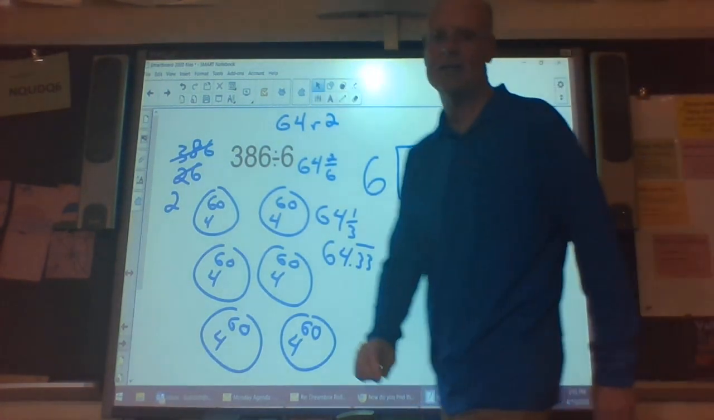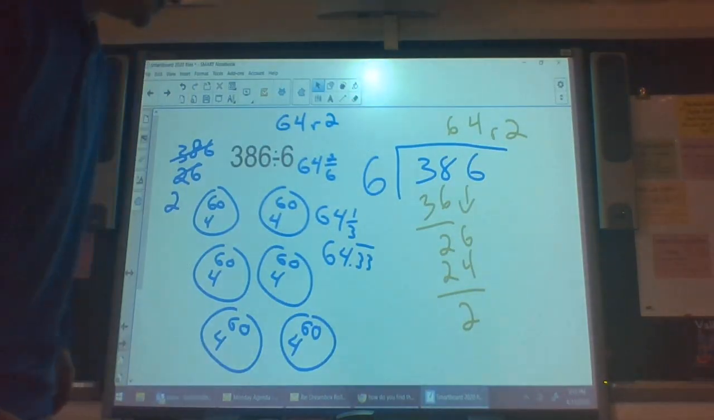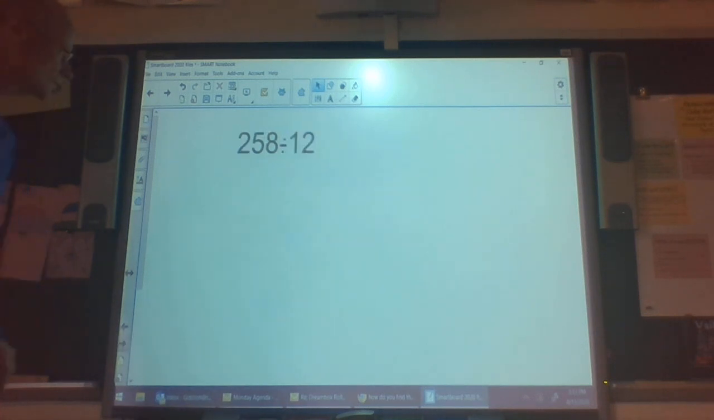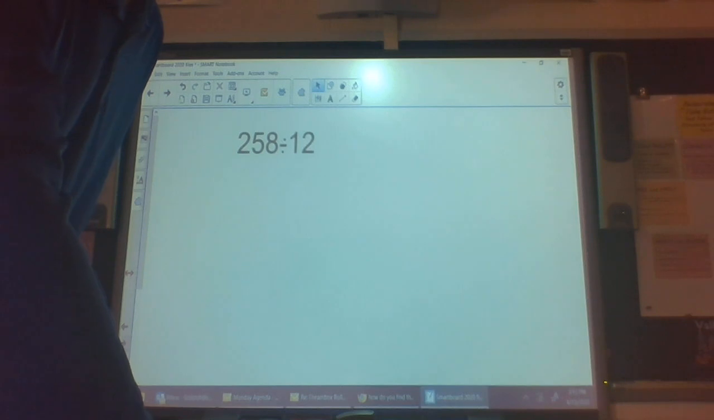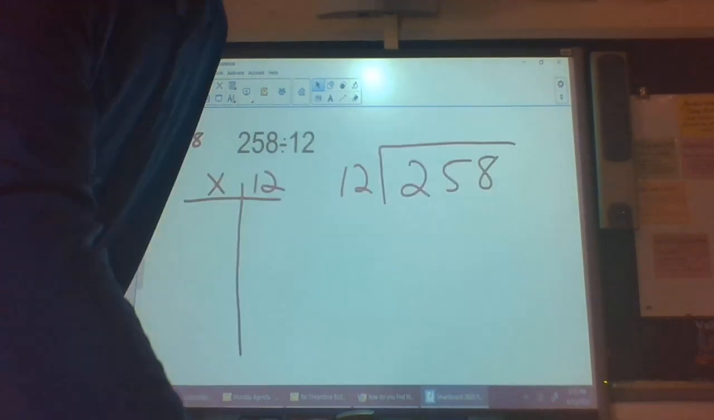Okay. Let's go, and I'll get you another problem. And this one is 258 divided by 12. You go ahead and solve it, and then turn your computer back on when you're ready to find the answer.